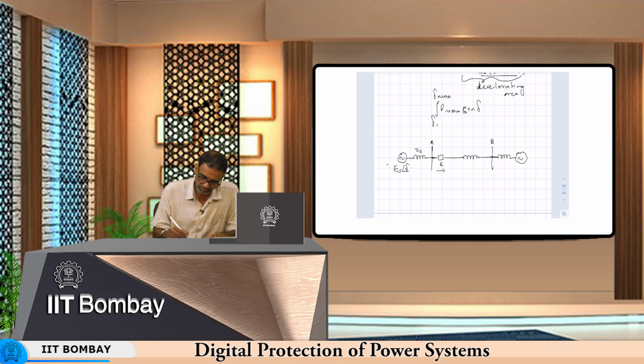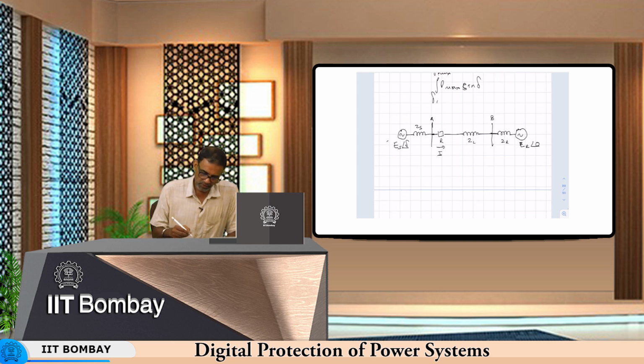this is I relay or I. In this case, there is only one current, which is I. This is the line impedance, this is the R side impedance, and the voltage here is E_R angle 0. So, this is the reference phasor.